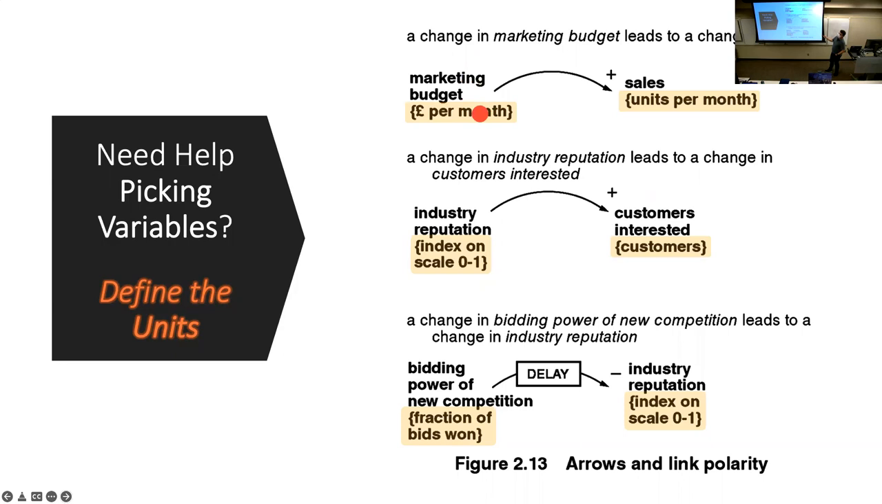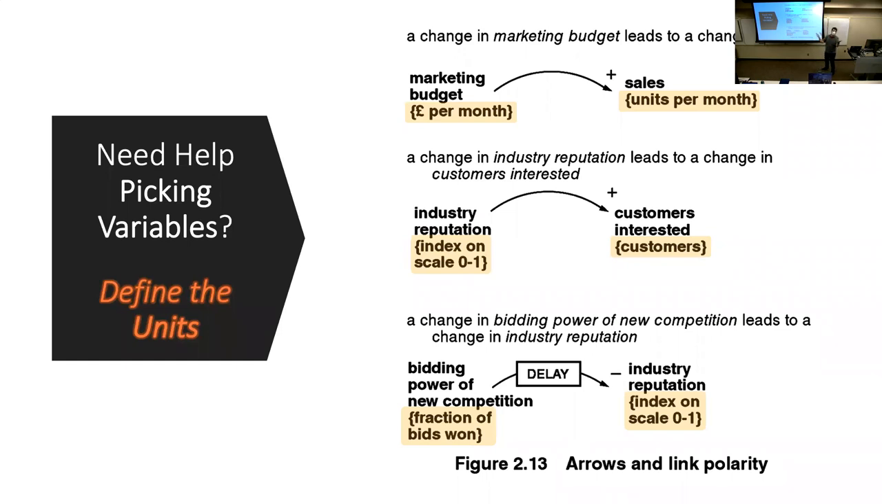So marketing budget, pounds per month; sales, units per month; customers interested, that's in units of customers. That's pretty easy. Something like industry reputation is a little trickier. How do you define a unit for your reputation? There are a lot of things that go into reputation. In a marketing school, they'd take all the things that go into someone's reputation and build a so-called index of it. It might be your size, the amount of advertising, whatever. These things are added together with different scales in front of them to form an index, which gets normalized so it's on a scale of 0 to 1.